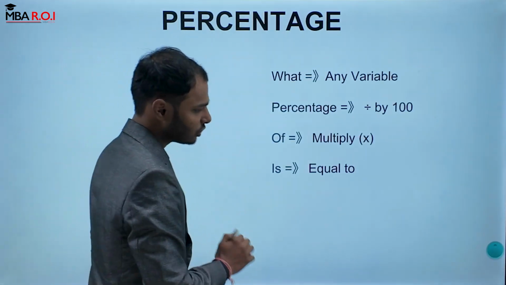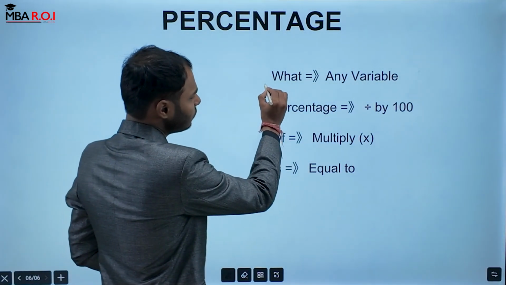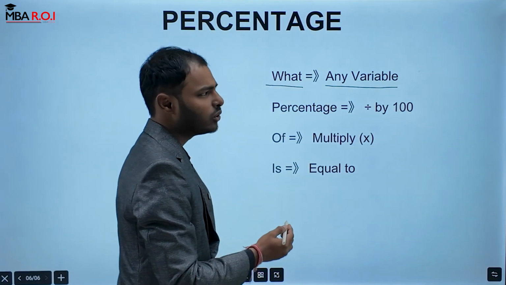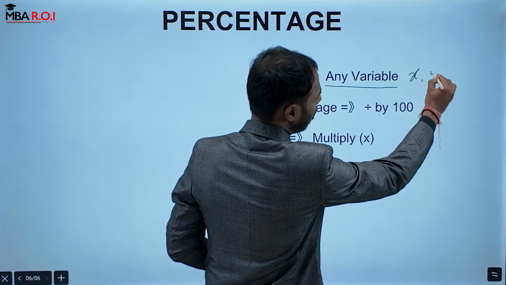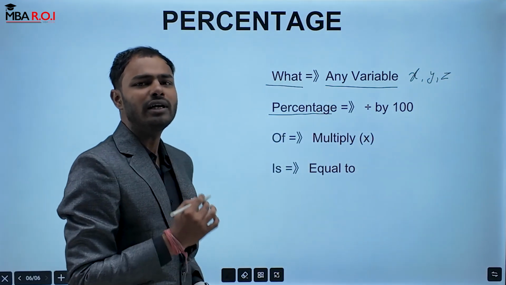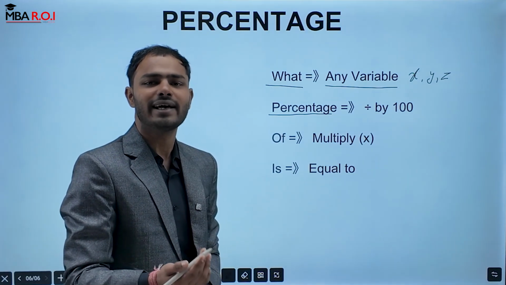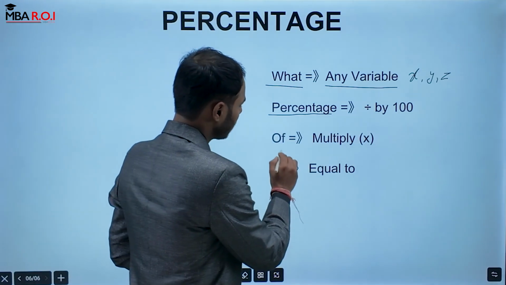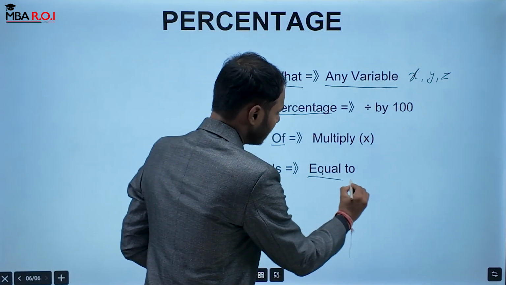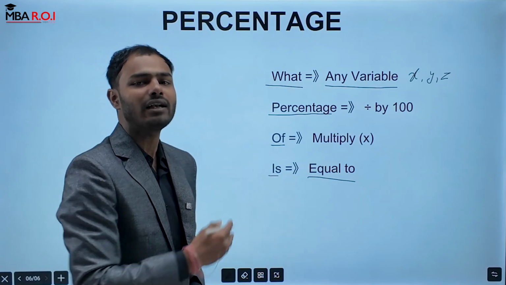These are the keywords. So how we can use these keywords is, if you see what in any language, then what means any kind of variable. So you can assign any variable like x or y or z. Similarly, percentage stands for division by 100. So whenever you see percentage sign, it always means that you have to divide it by 100. Of stands for multiplication and is stands for equal to. Now we are going to see how we can use these keywords in that question.